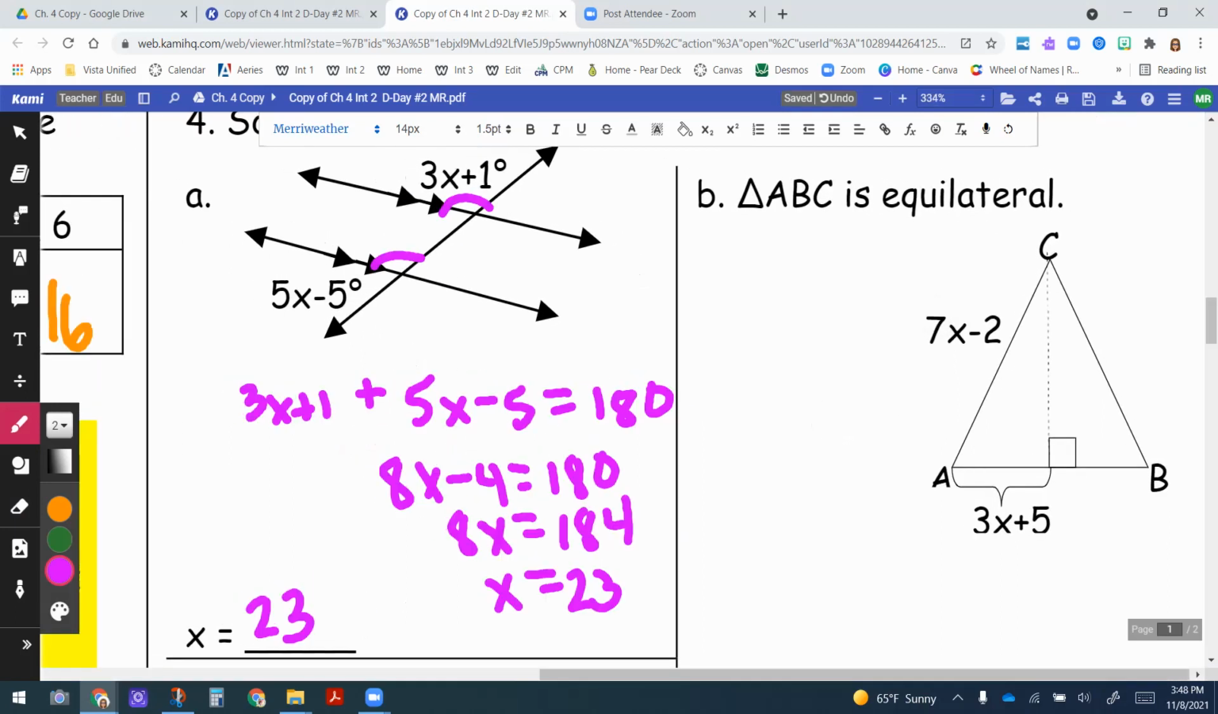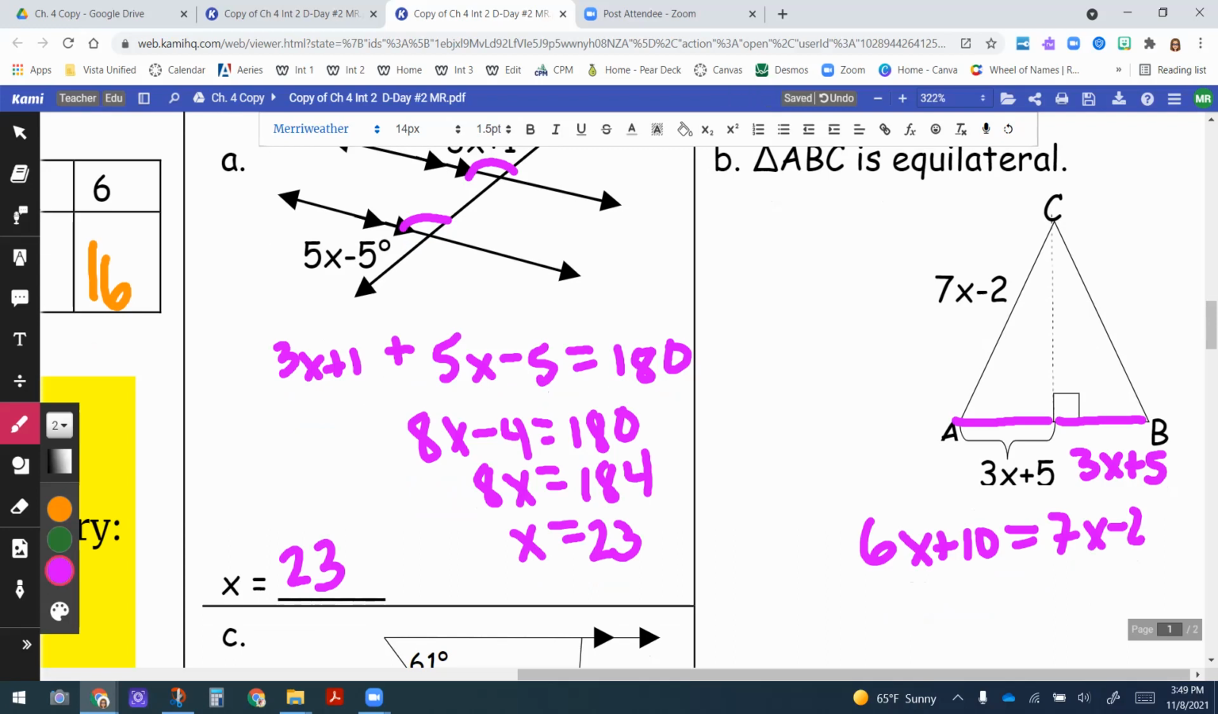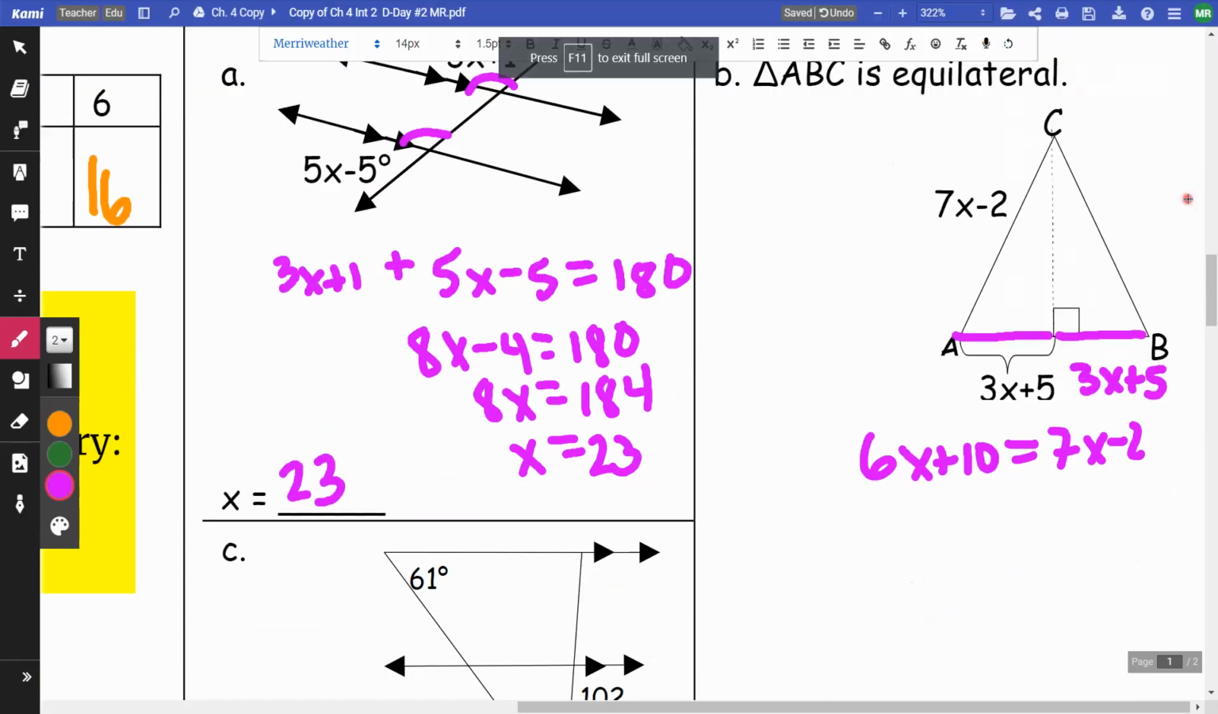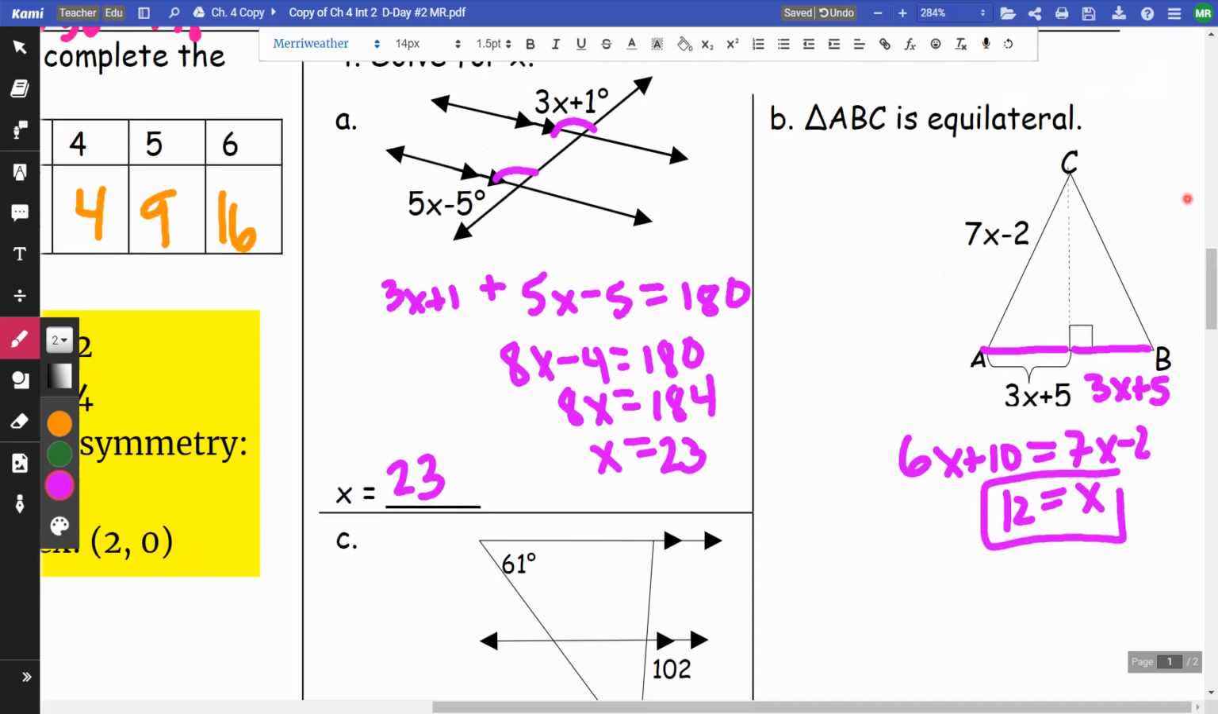On B, when we have an equilateral triangle, then this side here, that 3x plus 5, if I double it, it's going to be the same as the 7x minus 2. So together, the 6x plus 10, which either I double or I add with itself, has to equal 7x minus 2. I am going to minus 6x from both sides and add a 2, and I get x is equal to 12. And that's what they wanted, was for us to find our x.